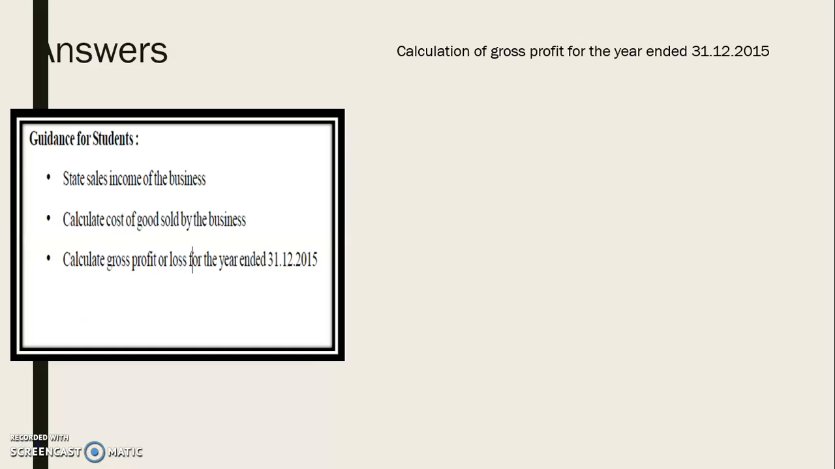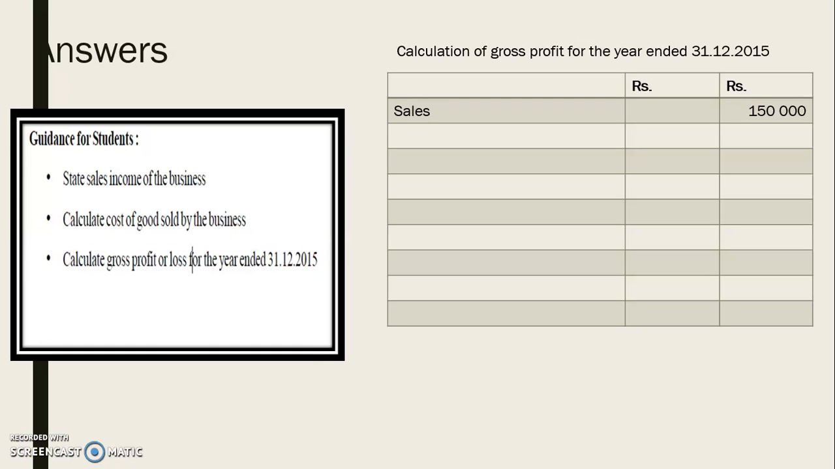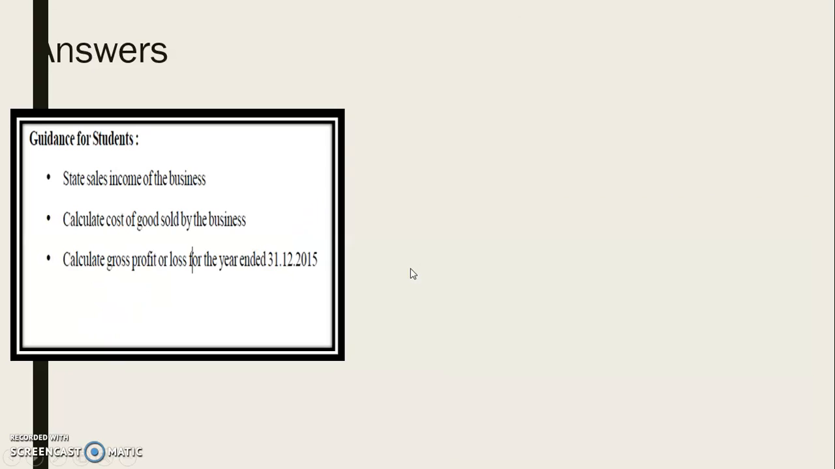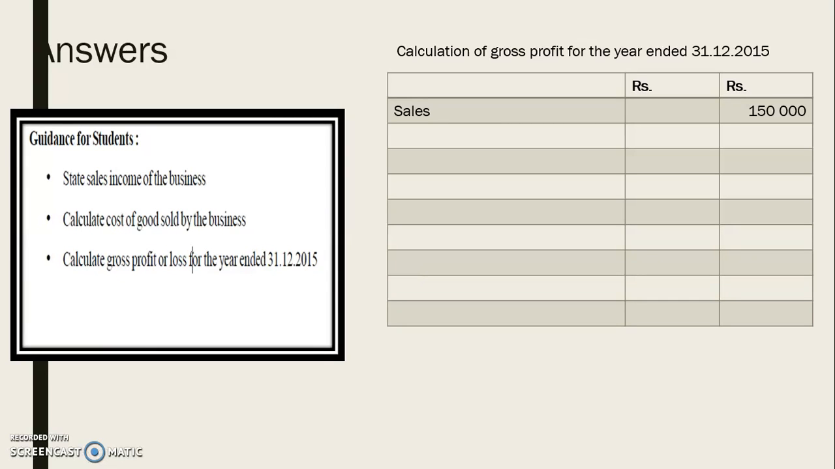Okay, answers. So first you can put a grid like this and say calculation of gross profit for the year ended 31st/12/2015, or you can just write it somewhere in between. However you have done it. So first state the sales income of the business. As they have clearly given you the income here, 150,000. That is the sales income that you have got. Okay, and then calculate the cost of goods sold by the business.